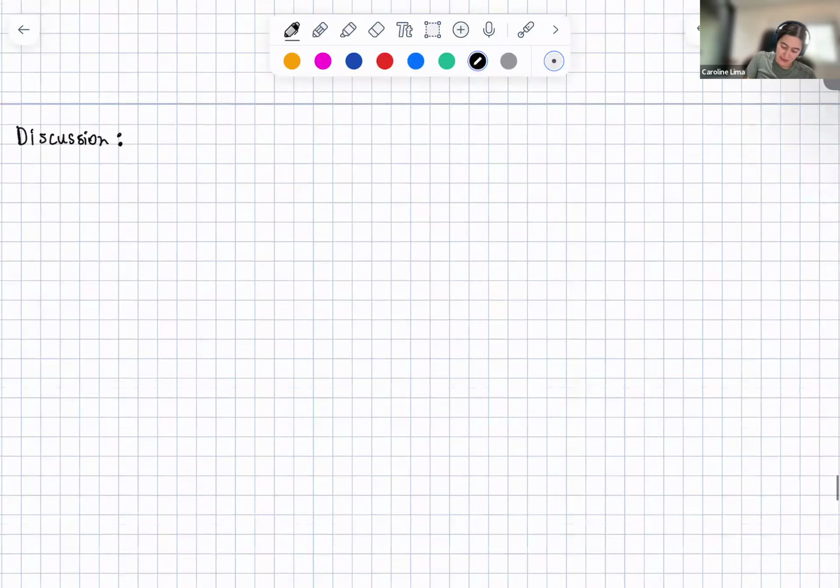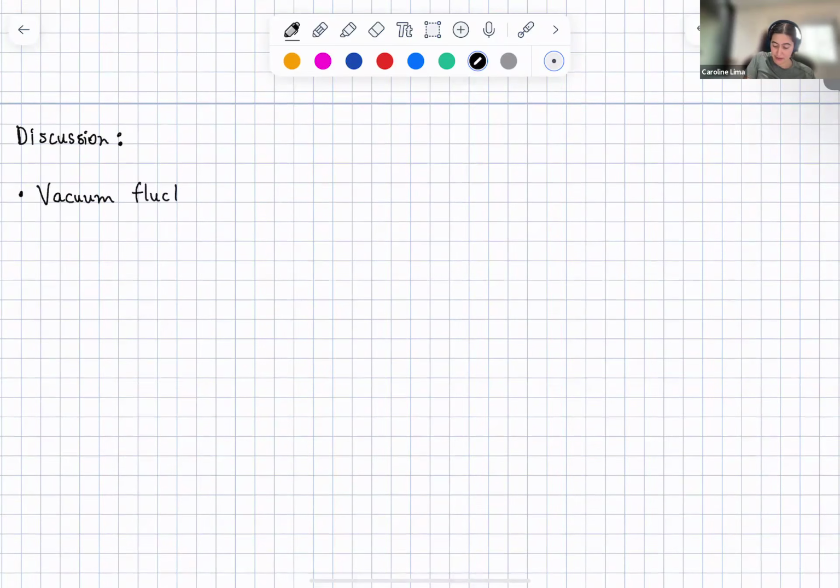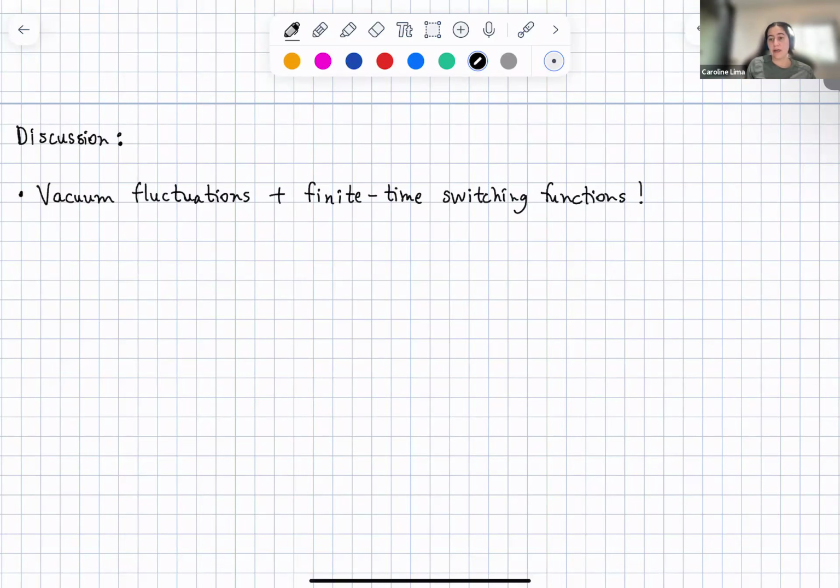Okay, so one explanation, and that's a guess, but I think the best explanation here is that this happens both because of vacuum fluctuations being possible, right? So this property of this quantum system, and also the fact that we have finite time switching functions. And why is that?